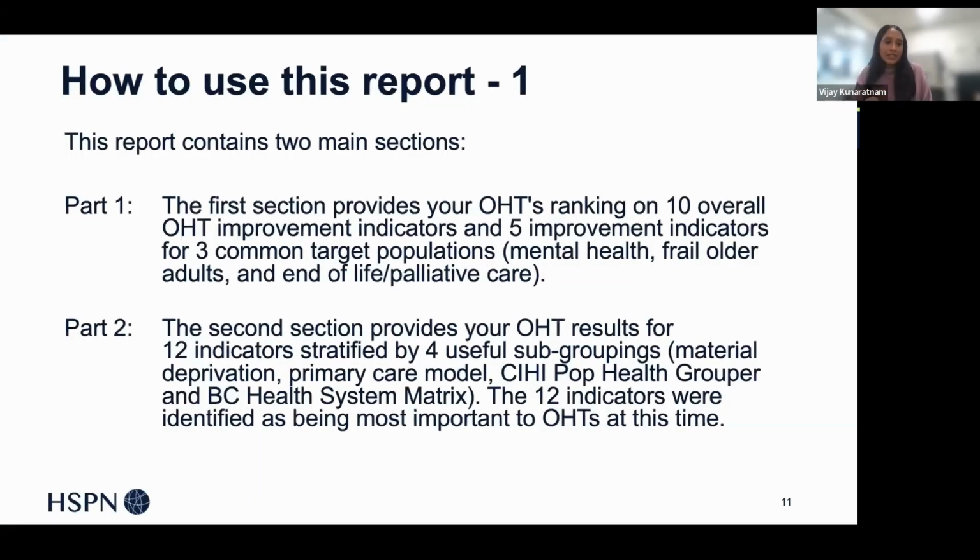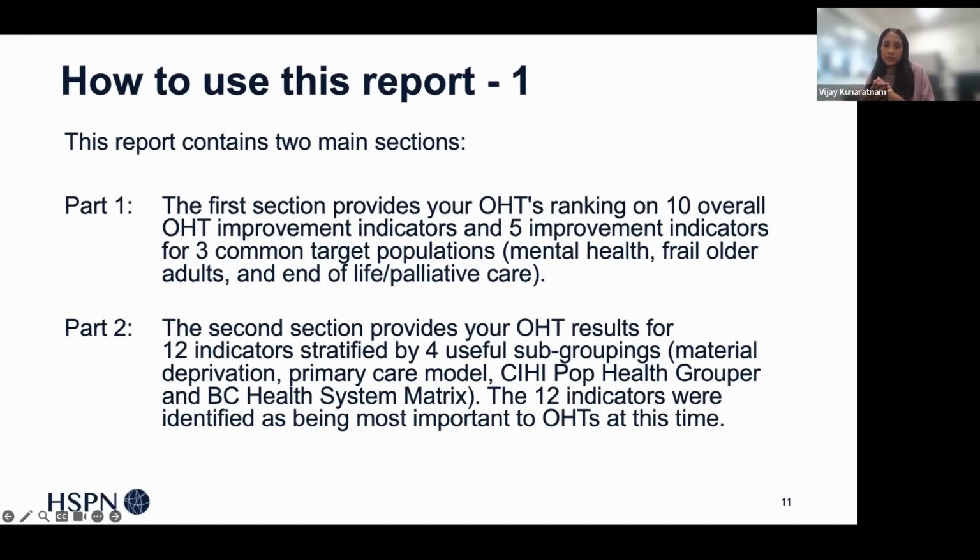So there are 2 sections for these reports. The part 1, the first section, provides your OHT's ranking, and it's being compared to all other 52 OHTs on 10 overall improvement indicators, as well as 5 improvement indicators for 3 common target populations. So we focused on mental health and addiction population, the frail and older adults population, as well as the end of life population. And as Walter mentioned before, this is not available for the provincial report because, again, it's for OHTs that are being ranked against each other.